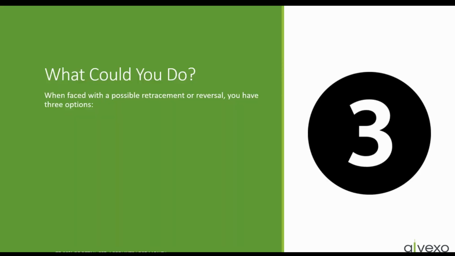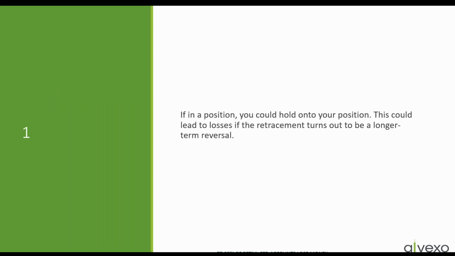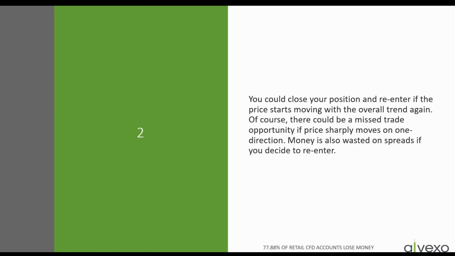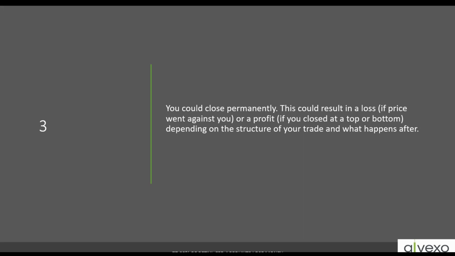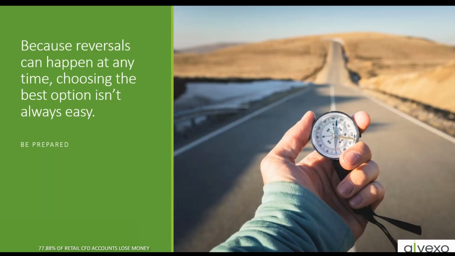But you only have three choices. So if you're in a position, one, you could hold on to it. Two, you could close your position and re-enter. Three, you could permanently leave the market. Those are your only choices. But because reversals can happen at any time, choosing the best option isn't always easy. So you need to be prepared at all times.